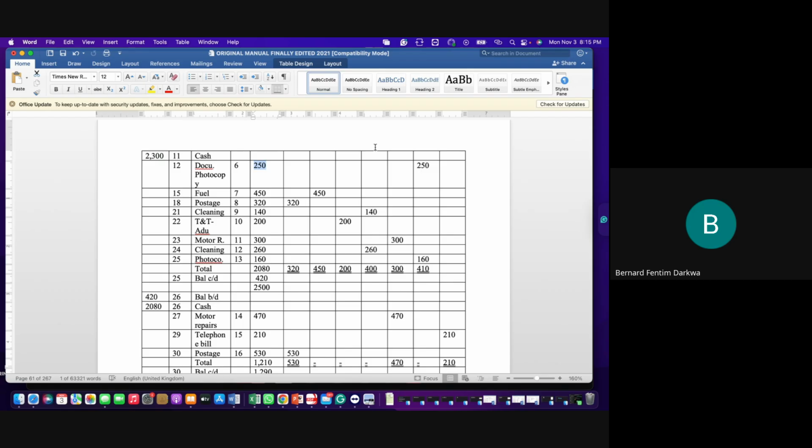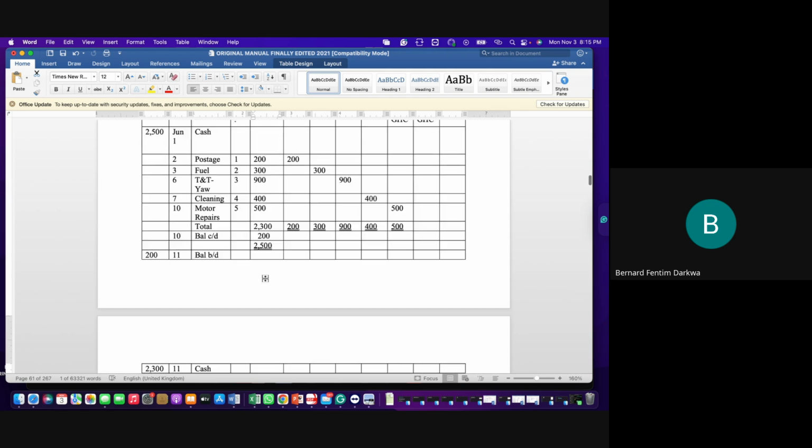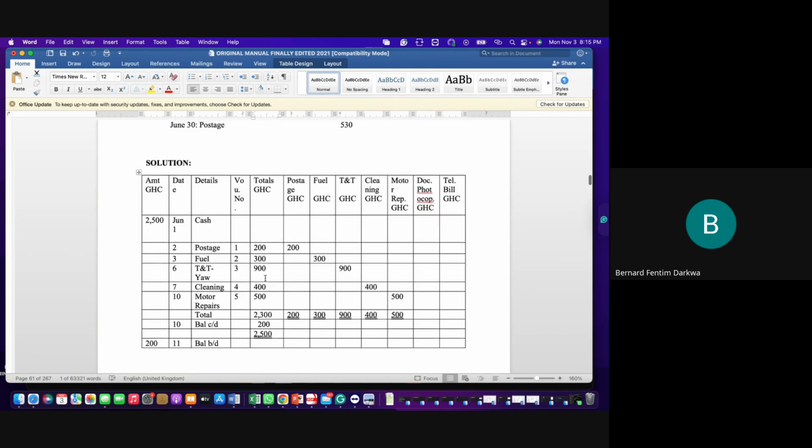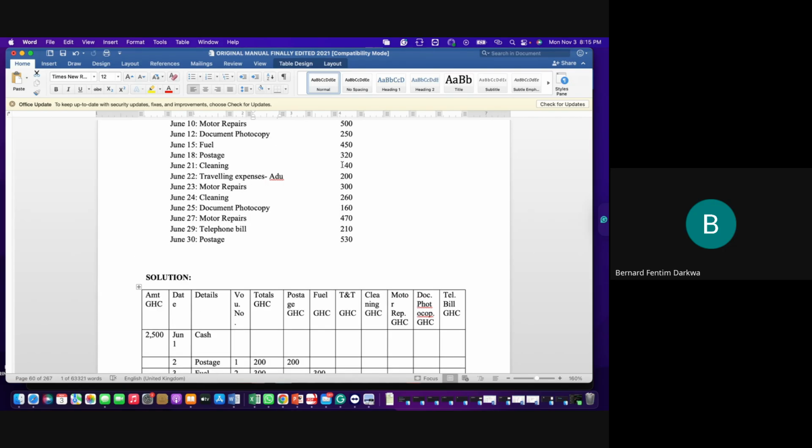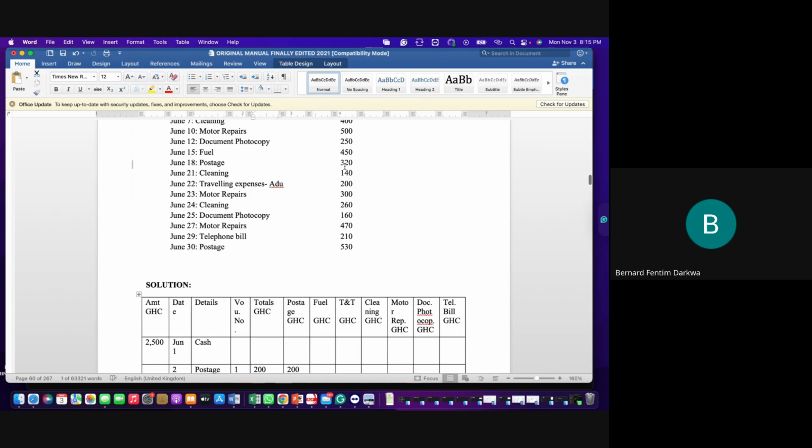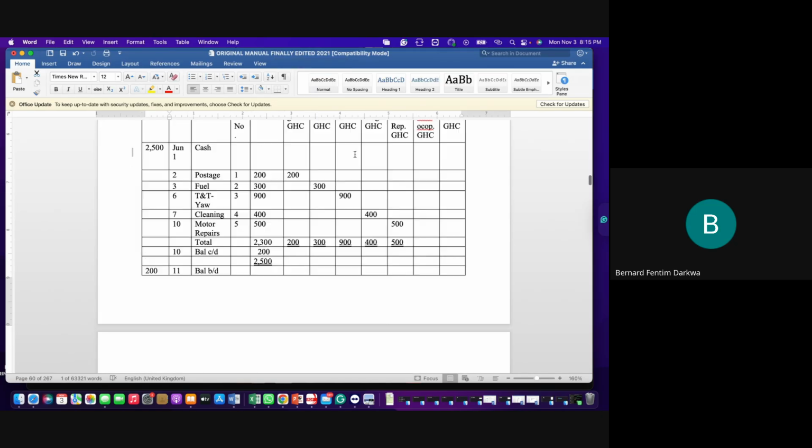It's 250, then you go and put it under its heading. Then the next one, 450, and the next one. So as you are going, you total what you are spending. When you get to a point where you see that up to this point we have spent 2,080, but the money we have in our hands is 2,500, you subtract and get 420. If the next transaction, 450, is more than 420, you cannot record it. So you have to balance.